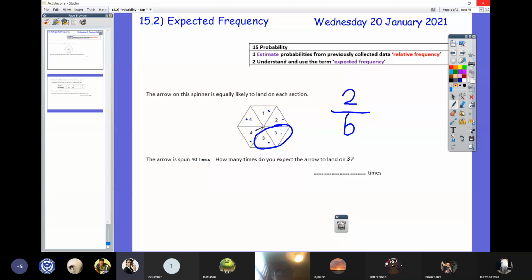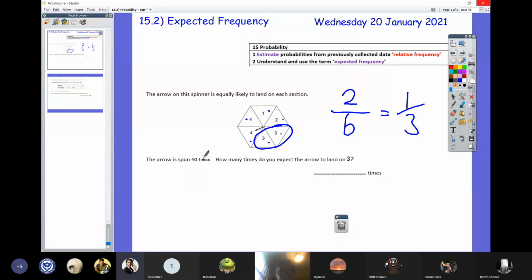Bit of a lag today. Now you can simplify that, but you don't have to, but why not? Let's simplify that to 1 out of 3. So we're basically saying if we spin this spinner 1 time, the probability that it lands on a 3 is a third. So that's step 1: work out the theoretical probability. Step 2, we're told that the arrow is spun 40 times.